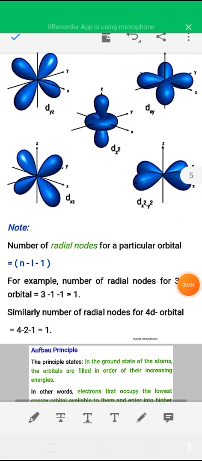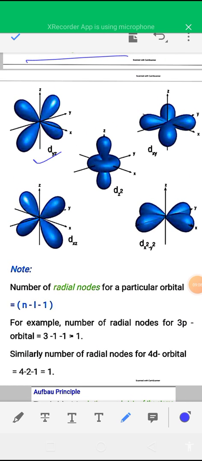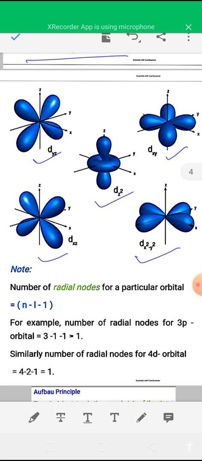Now you can see different types of d orbitals. This is the dxy orbital, dxz orbital, dyz orbital, and dx square minus y square orbital. And this is the dz square orbital. You have to remember the shape of different d orbitals. You have to draw them in the exam also.